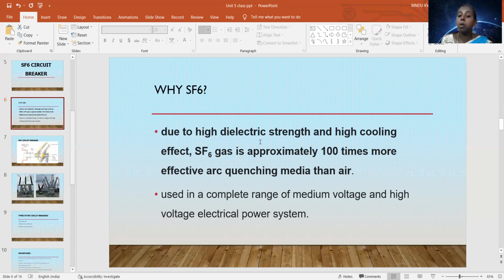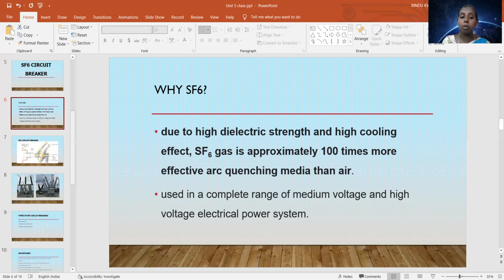Also, compared with other types of circuit breakers, such as air circuit breakers, the SF6 gas is more than 100 times more effective as an arc quenching medium than air. The main application is that we can use these circuit breakers from medium level to very high level applications.